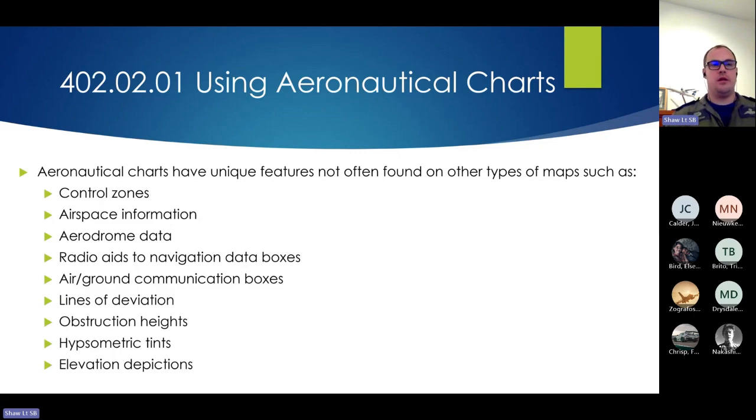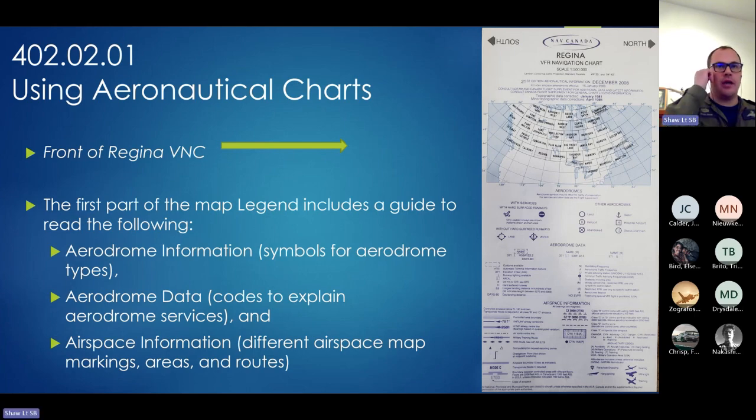You'll see that it's not as visible on a Winnipeg one because obviously the elevation isn't that high and there's not a lot of mountains in the way. And then elevation depictions as well. So using aeronautical charts, this is the front of the Regina VNC. So it folds up nice and neat.